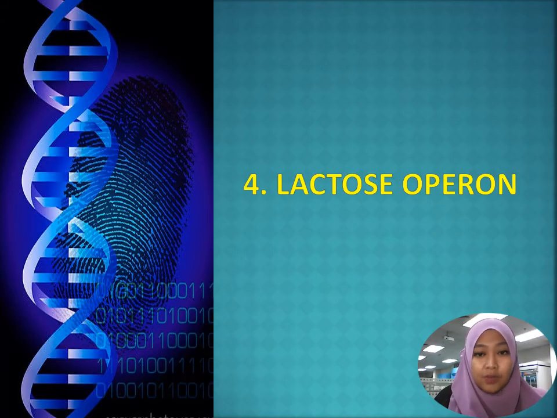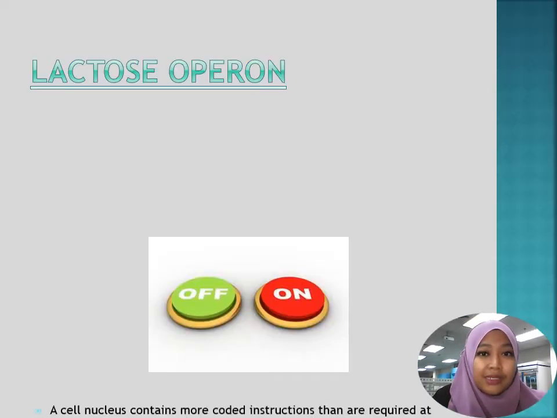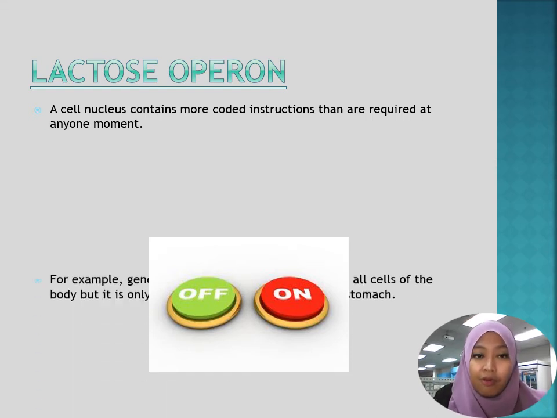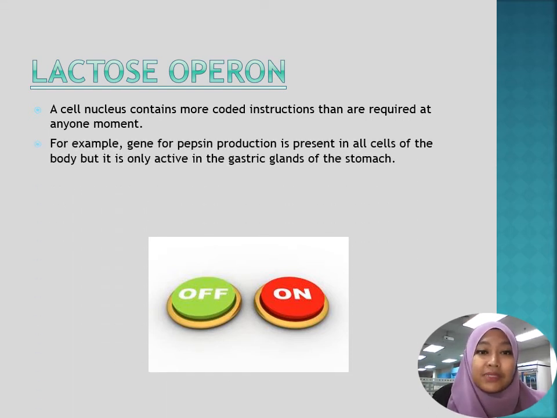Right. So next we go to the lactose operon. Basically, our genes in our chromosomes contain more than what is needed at any one moment. For example, the gene for pepsin production is present in all cells in our body, but it is only active in our stomach, in the gastric glands. Meaning that the stomach will have the pepsin production.